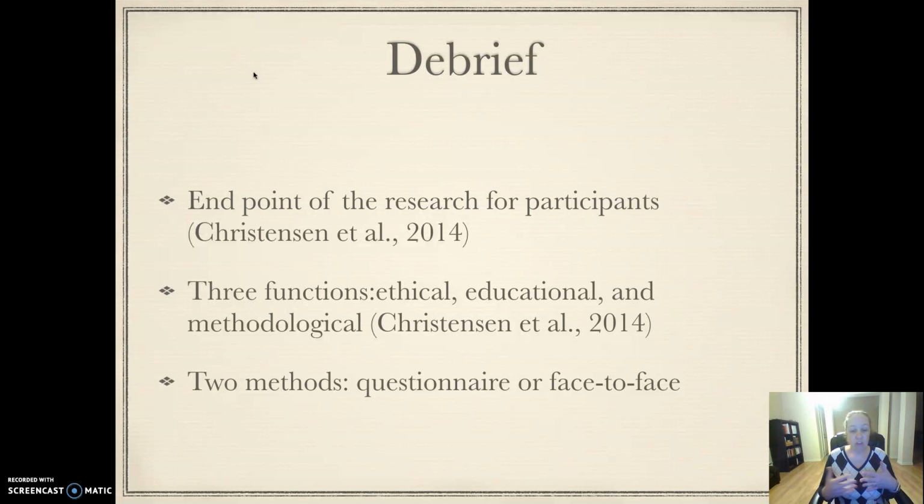2 methods are questionnaire or face-to-face. Questionnaire, you just hand them the questionnaire and it has all of the steps. Face-to-face is more interactive, and a lot can be gained from face-to-face. People will sometimes talk to you more and give their honest feedback in a face-to-face rather than filling out a piece of paper.